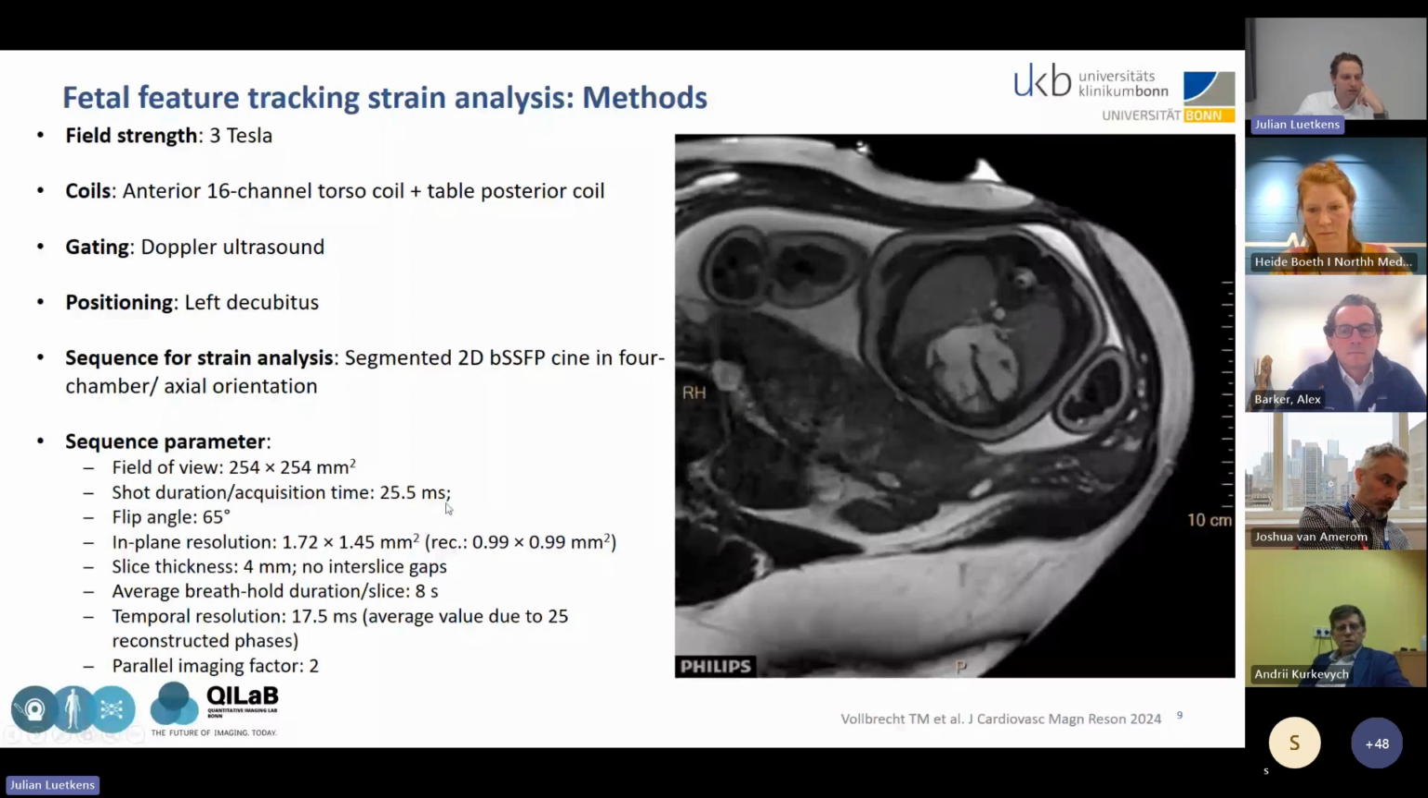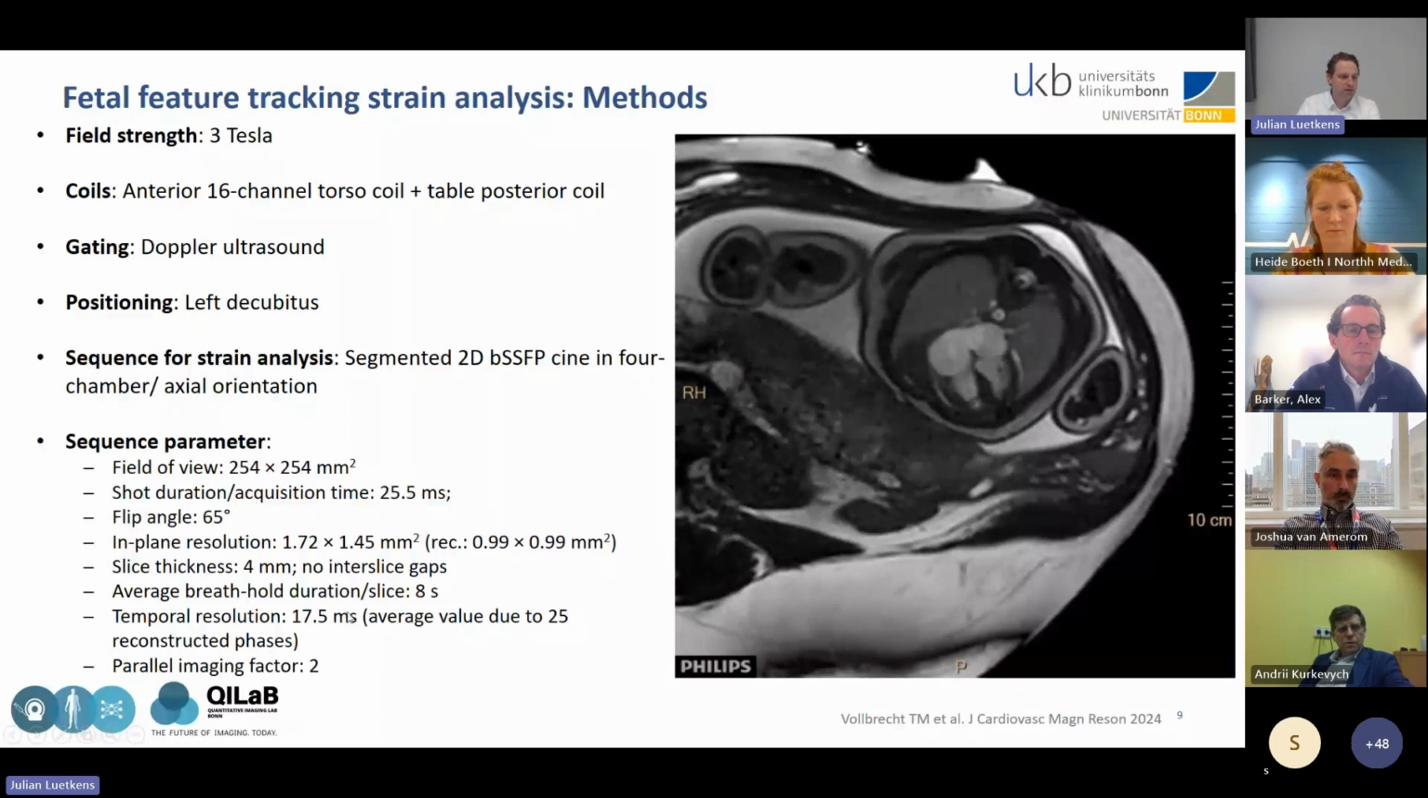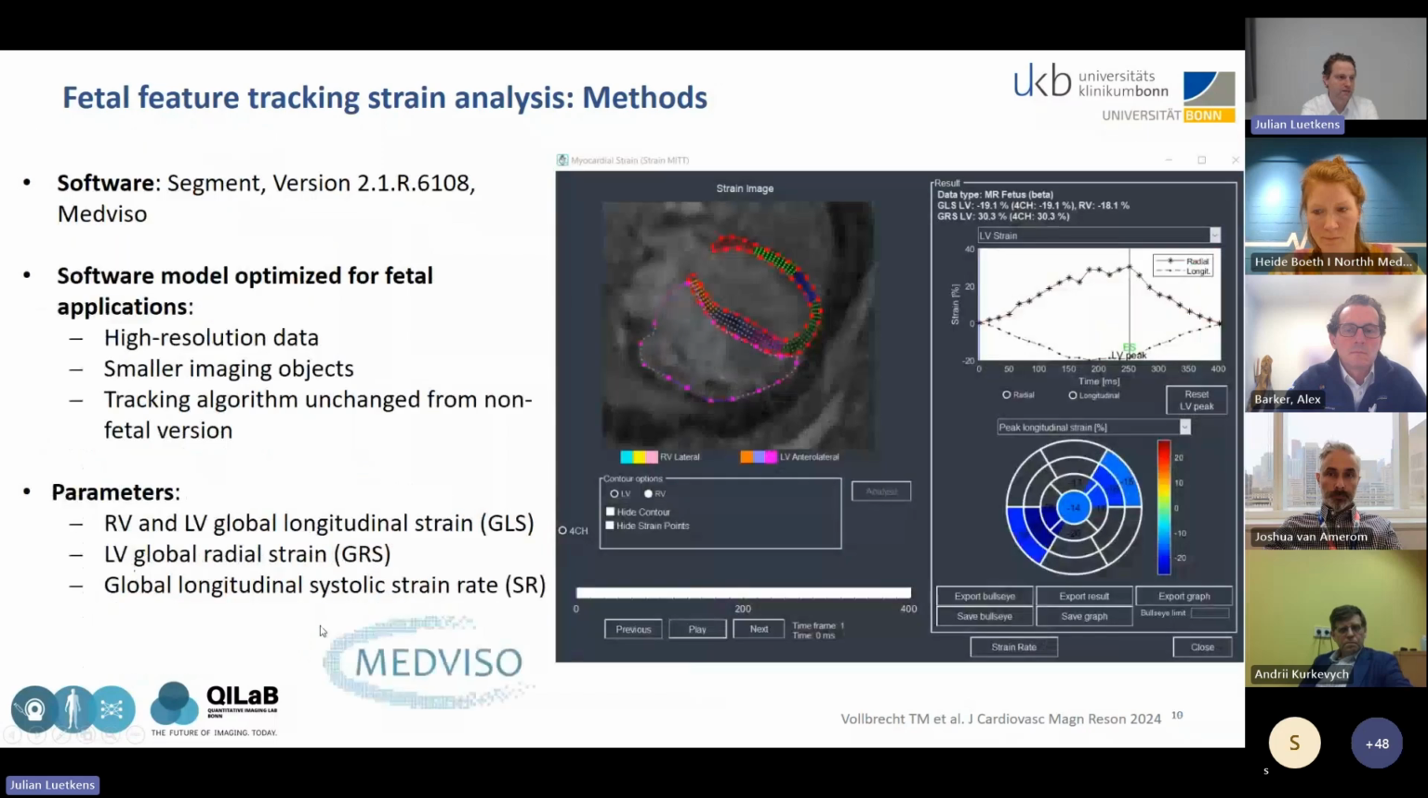What is maybe interesting is that the measured temporal resolution, the acquisition time, was 25 milliseconds, and this was interpolated, due to an average of 25 reconstructed phases, to 17.5 milliseconds. So this is the temporal resolution we used in our study for feature tracking strain analysis.